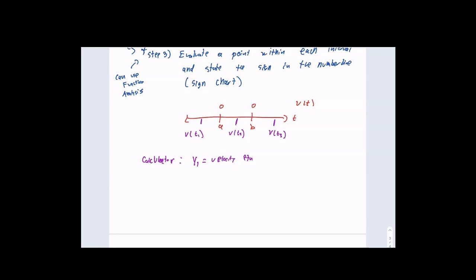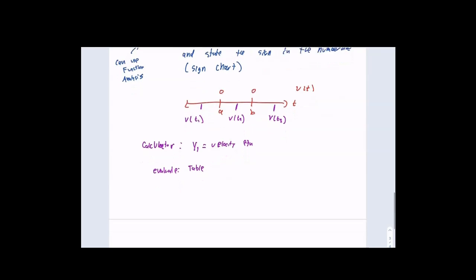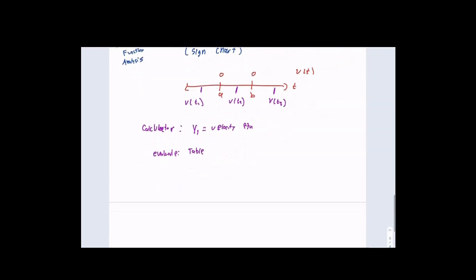And actually, I'm going to have you do this all using technology. So we're going to put the velocity function right here, and then you need to evaluate. The easiest way to evaluate is to utilize a table. And the best thing I'm going to show you is an example. You can use a table, or you can just do y1 of t1, for example. That's usually how I do it. I just like to find those individual points.